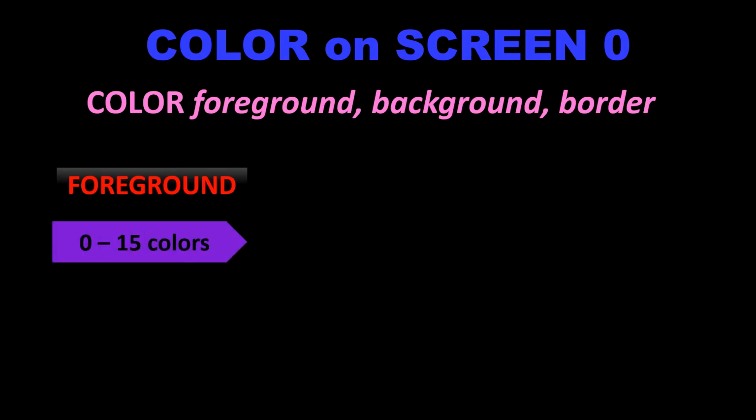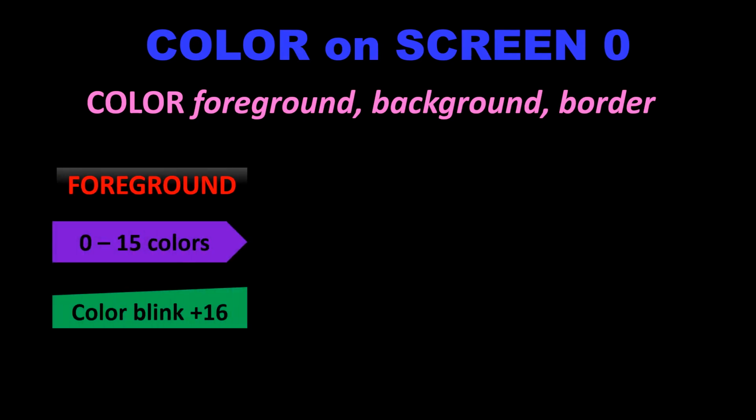Let's check out the color statement impact on different screen. On screen number 0, we have the following syntax: color, foreground, background and border. All the three colors are available. For the foreground, we can choose any of the 0 to 15 colors, and the color can blink too if you add 16 number to the actual color. But the integer ranges from 0 to 31.